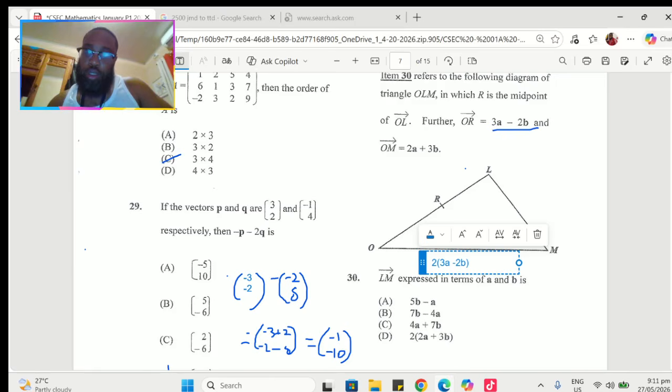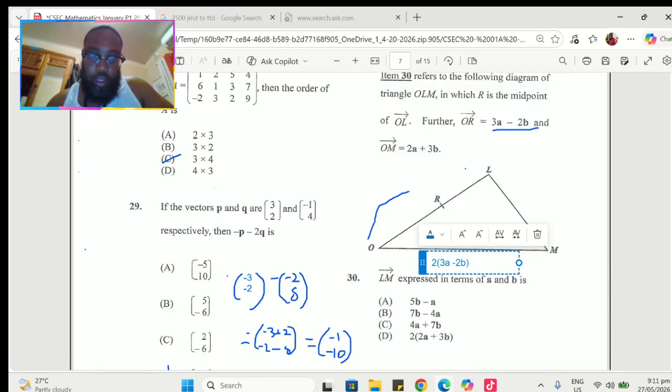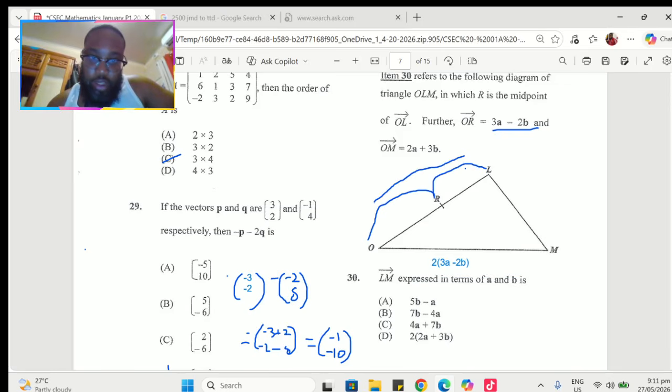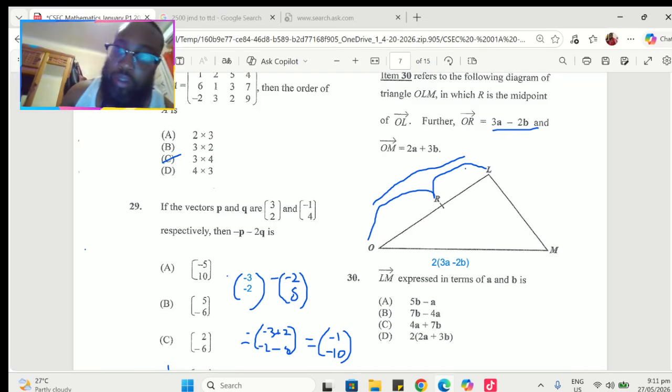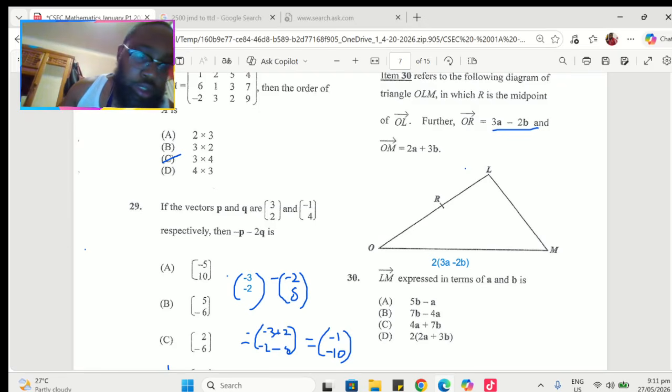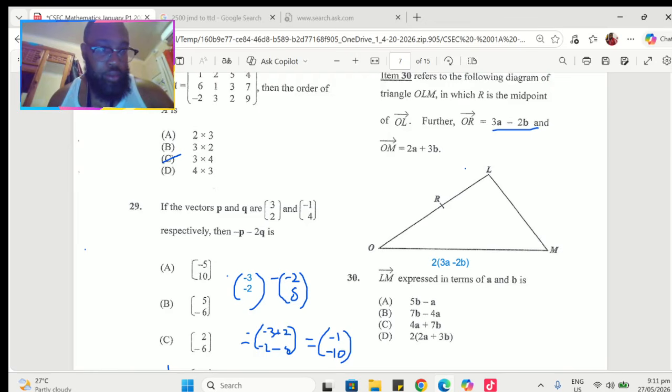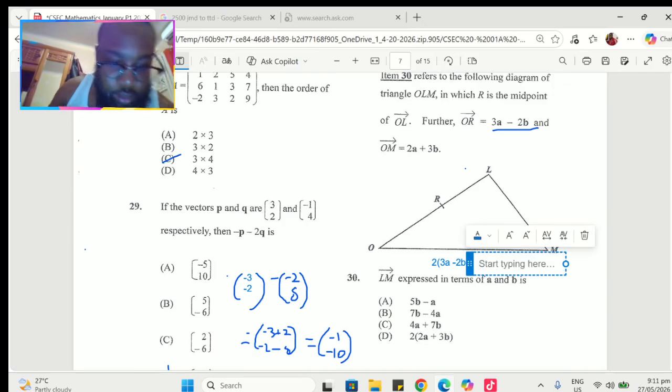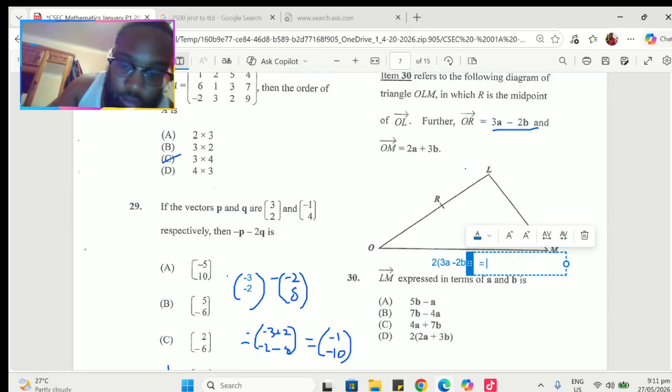So this is 3A minus 2B, which means here to here, since that's the midpoint, is also 3A minus 2B. So the entire thing will be 3A minus 2B multiplied by 2. Alright, so this will give us 2 3s are 6, so that is 6A minus 4B, right?